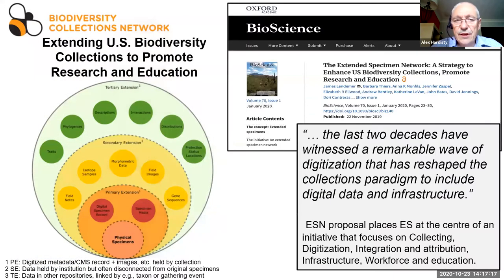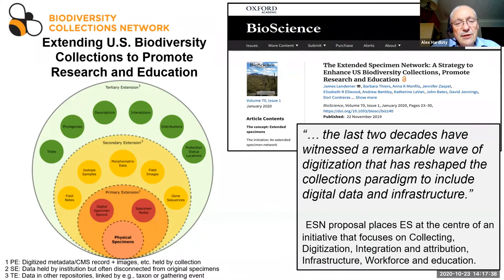So I'm going to talk first very briefly about the extended specimen concept. At this moment, I would like to ask you, how familiar are you already with the extended specimen concept? If you're familiar with it, press the yes button. If you're not familiar with it, press the no button.